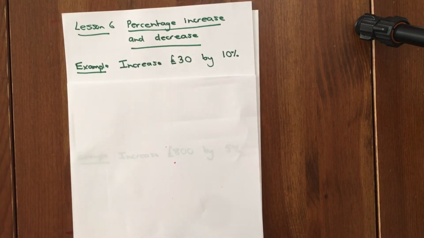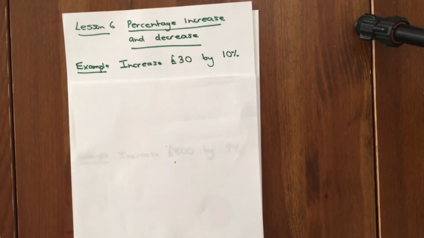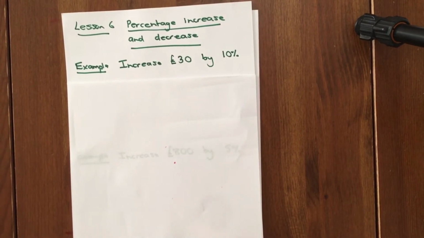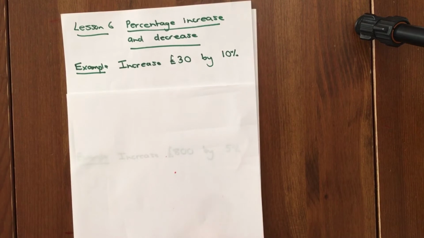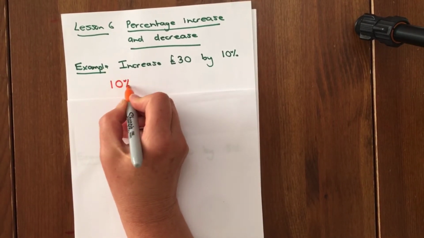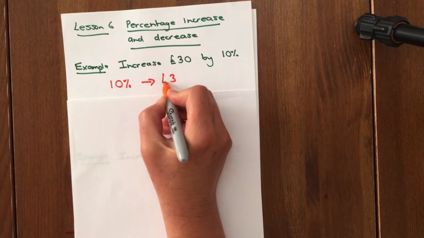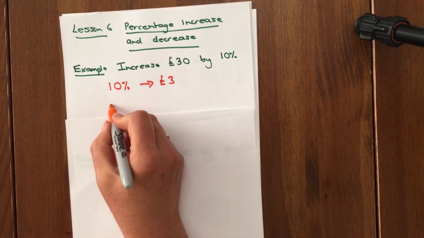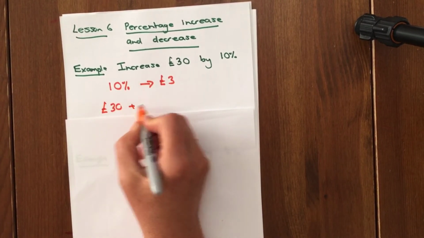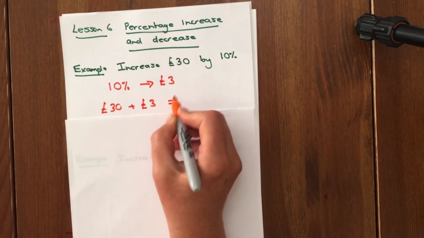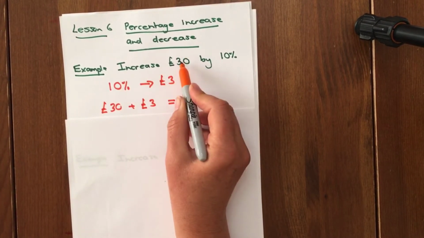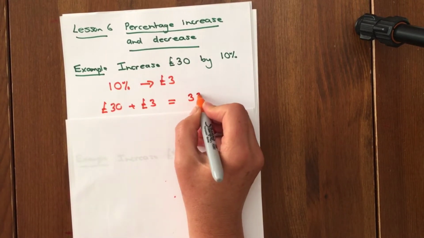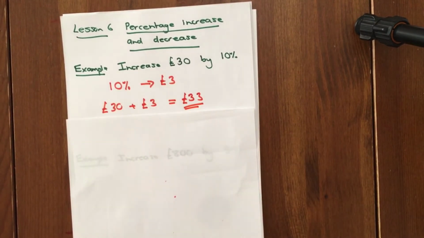So write this in your books, please. Increase £30 by 10%. So increase means add on, okay? So if we find 10%, well, we know 10% of 30, we divide by 10. 30 divided by 10 is 3. So if we're increasing, we're making £30 10% bigger. So we're adding 10%, we're adding £3 to £30. So we get an answer of £33. So increase means adding on. Okay, so get that example in your books, please.